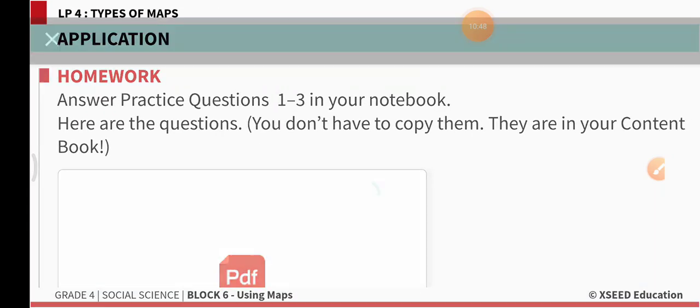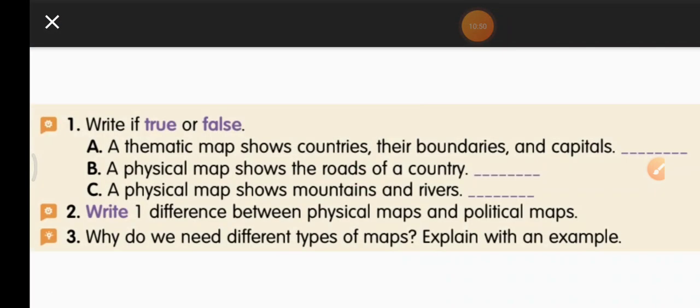These are the practice questions in your content book. A. A thematic map shows countries, their boundaries and capitals. Is that true, students? No. So write false. B. A physical map shows the roads of a country. That is also false. C. A physical map shows mountains and rivers. Yes, mountains and rivers are the physical features which are formed naturally. So A false, B false and C true.